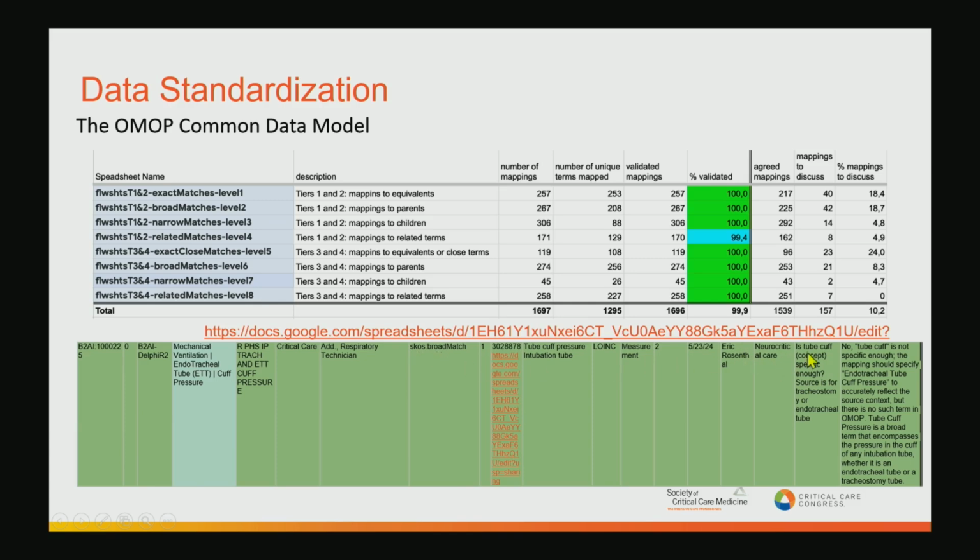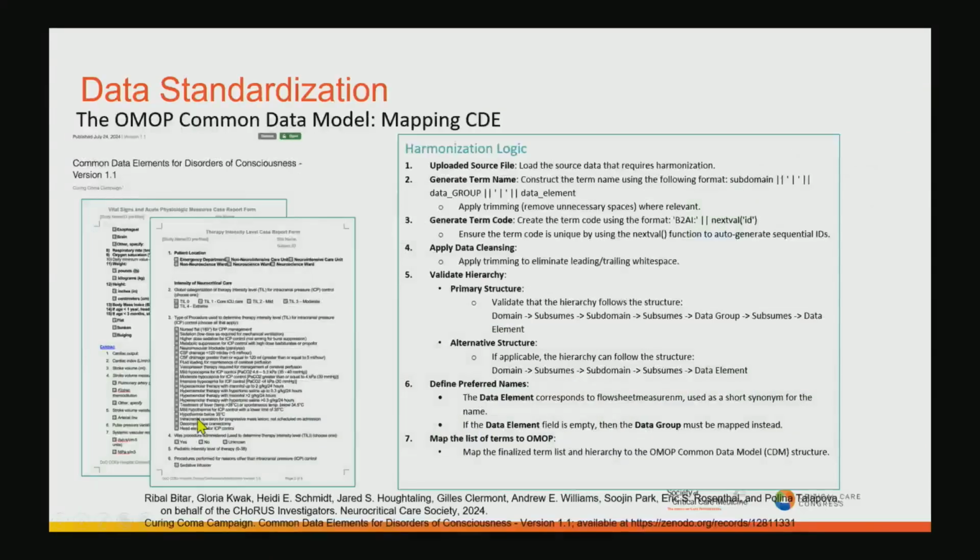And she would help us, as an ontologist, call this a broad match because it's not specific enough. It could be a trach or it could be an endotracheal tube, right? So that is a process one has to go through so we're all talking the same language. And then we validate these and find, how many are exact, broad, narrow, related, and so forth. And I won't go through all that in detail.